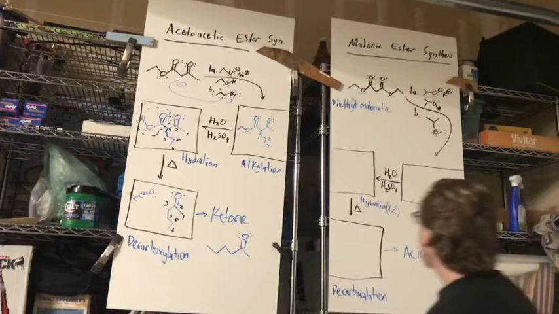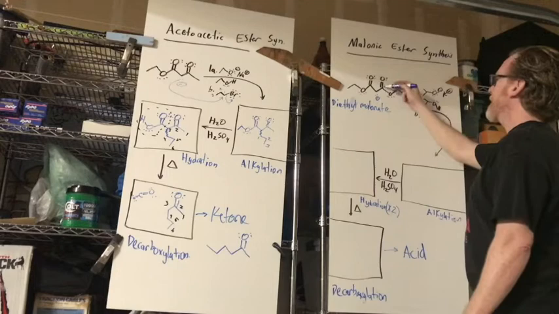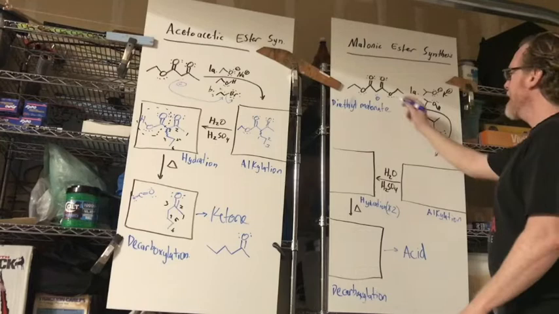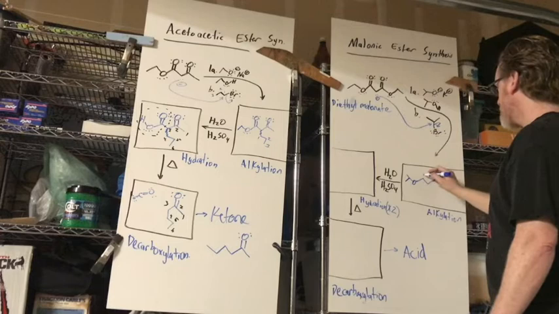What about over here, where we start off with two esters? We make the enolate and alkylate, and before the alkylation, you can get the transesterification, or after, at some point, you're going to get the transesterification. And then you're going to get SN2 to give us our alkylated diisopropoxy malonate.